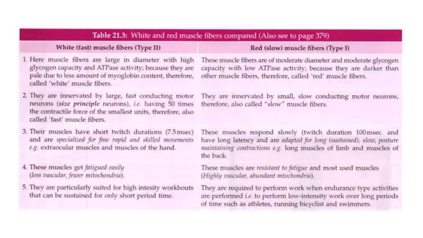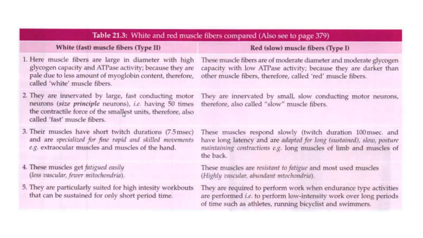Now, what are the types? We have the white muscle fibers and the red or slow muscle fibers. Red are your type 1, white are your type 2. So, simple common sense, when I say fast, this means a lot of energy. This has a lot of glycogen capacity in the form of energy and ATPase activity to break that glycogen. And these are responsible, as the name says, for fast motor conduction activities.